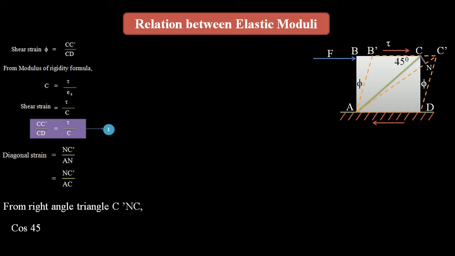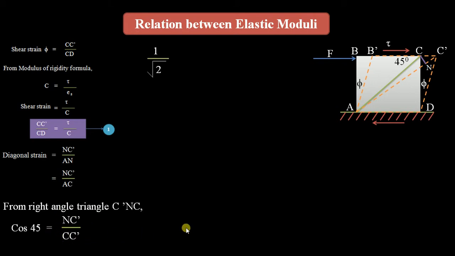What is the cos theta formula? Cos theta is equal to adjacent side divided by hypotenuse. So cos 45 is equal to the adjacent side, here C dash n, that is NC dash, divided by CC dash. Now we have to find NC dash, so try to write the equation in the form NC dash is equal to.